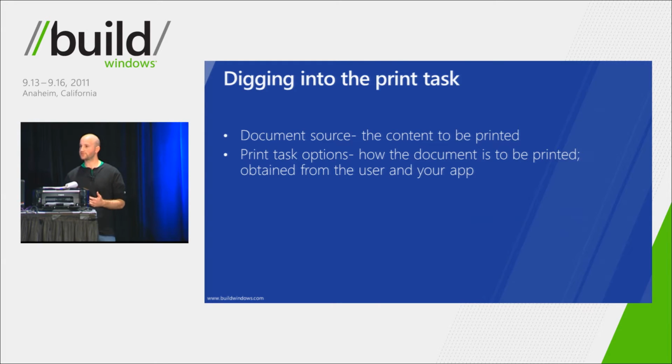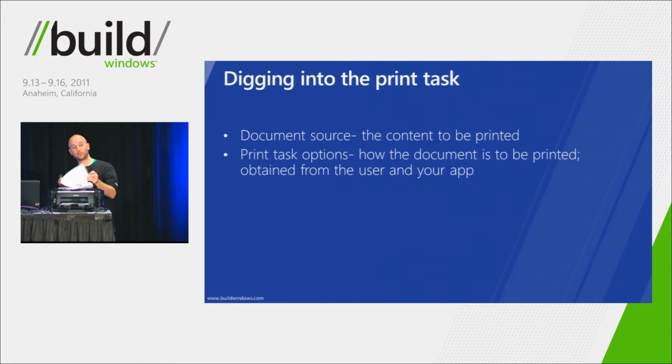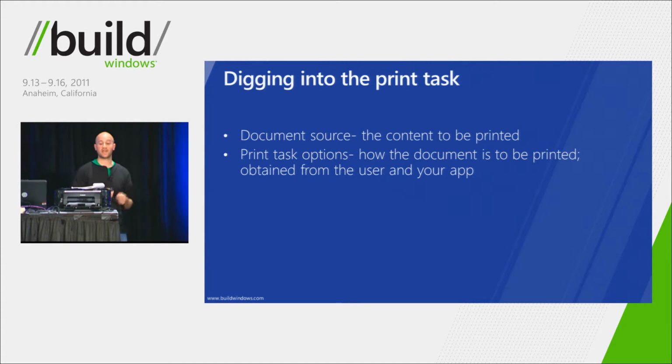And in terms of options, these actually come from multiple places. Because on the one hand, the user's sitting there in the print experience, selecting choices. Do I want color? Do I want black and white, portrait, or landscape? But on the other hand, you're the app developer, and you might want to add some of your input into the process prior to the final printout. And these options are summed up into what's called the print task options.